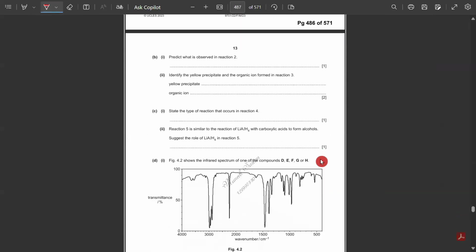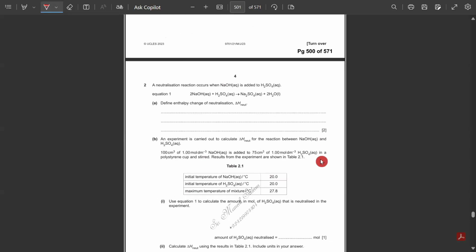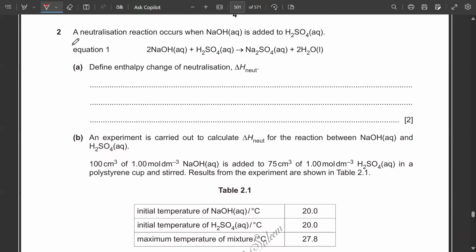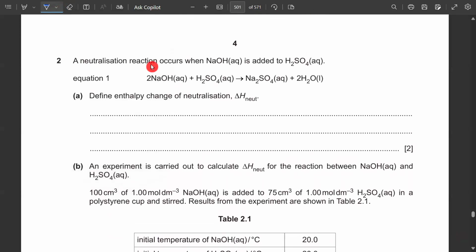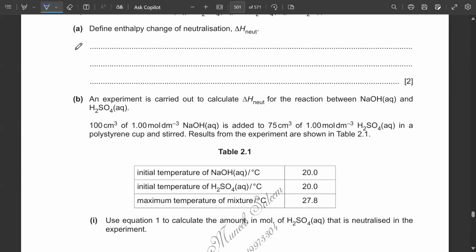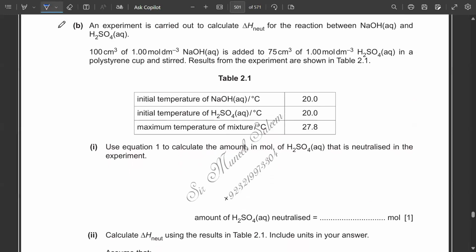Now we'll move to next exam series, May-June 23. And question number 2. Question 2, subpart B. An experiment is carried out to calculate delta H neutralization for the reaction between NaOH and H2SO4. 100 cm cube of NaOH is added to H2SO4 in a polystyrene cup and stirred. Results from the experiment are shown in the table. Use the equation to calculate the amount in mole of H2SO4 that is neutralized in the experiment. Okay, you have to calculate the mole of H2SO4 that is neutralized.